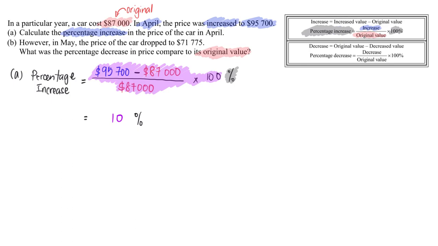Now, as we move on to part B, the price decreased, and therefore we will need to find the percentage decrease as compared to the original value. So using the same formula, but the only thing that is different will be the decrease. We are still going to divide by the original value, and we are still going to multiply by 100%.